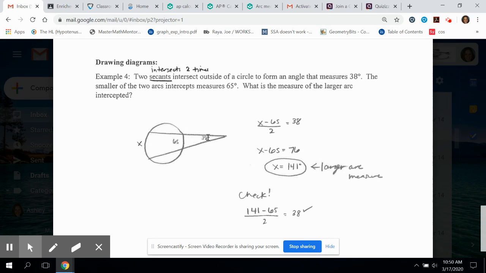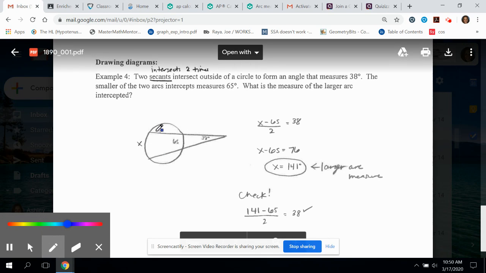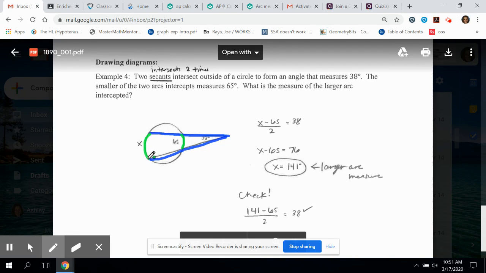The smaller of the two arcs it intercepts. So if I were to outline this secant, I don't know the length of it. I don't know the length of this one, but that's okay. If I look in between, the smaller arc it intercepts is 65. The larger arc, I don't know, so I'm going to leave that as my variable x, is what I want to find. So I'll remind you of what we did in class on Friday.